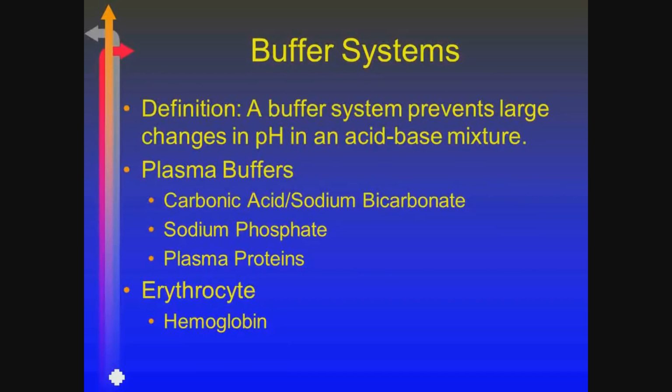As CO2 moved into the erythrocyte, carbonic anhydrase was there. It formed carbonic acid, which dissociated into hydrogen ions and bicarbonate ions. The bicarbonate ions moved back into the plasma through the chloride shift. The hydrogen ions then are buffered by hemoglobin.